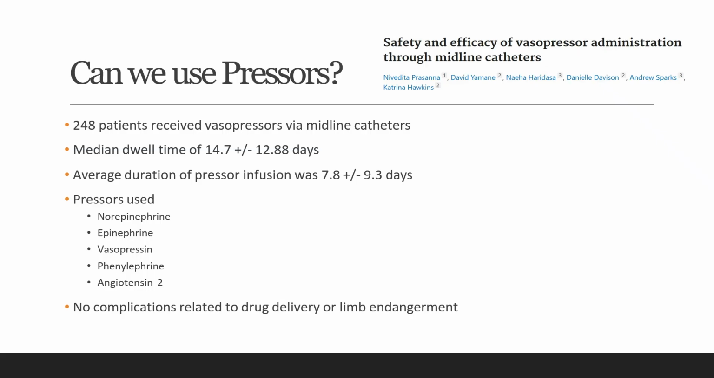So in this study, there were about 248 patients. They received vasopressors via midline catheter. The median time the catheters stayed in the vessels and were still used was about 14 and a half days, give or take about 12.88 days. The average duration of pressor infusion was 7.8 plus or minus 9.3 days. Some of the medications used were norepinephrine, epinephrine, vasopressin, phenylephrine, and angiotensin II. And they didn't see any significant complications related to drug delivery or limb endangerment.